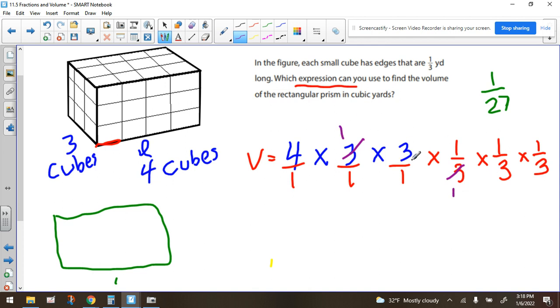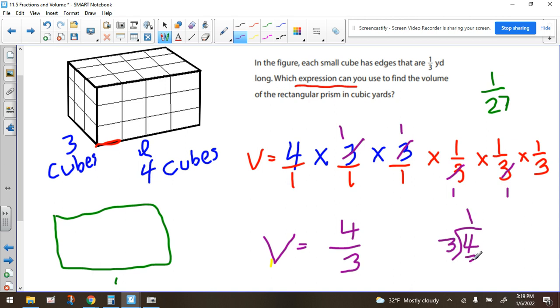If we do the same thing with this 3 and this 3, 3 divided by 3 is 1. 3 divided by 3 is 1. And if we clean this up a little bit, that looks like all we have for reducing opportunities. So 4 times 1 times 1 times 1 times 1 would be 4. And 1 times 1 times 1 times 3 would be 3. So if we were interested in finding the actual volume of this thing in cubic units, not in third units, then we would just do 4 divided by 3, and that would give us our answer.